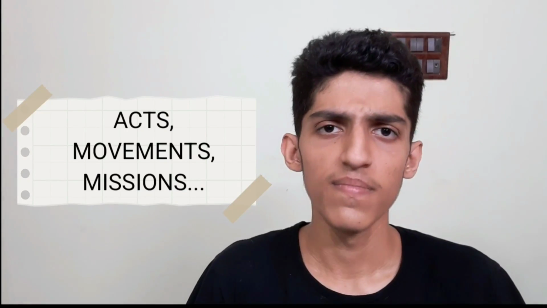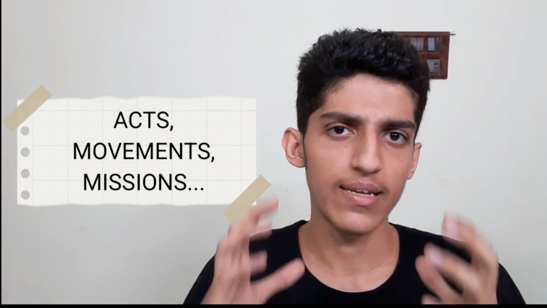The fifth point: memorize various acts, movements, missions, etc. The fifth point basically is related to the second subsection of the history part, which is the Gandhian phase. So we have the Rowlatt Act, we have the Cripps Mission, we have the Non-Cooperation Movement, we have the Civil Disobedience Movement. So memorize various acts, movements, missions is related to this concept, right?